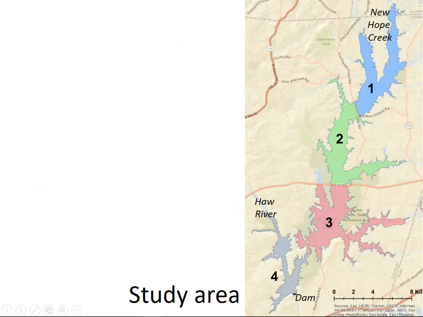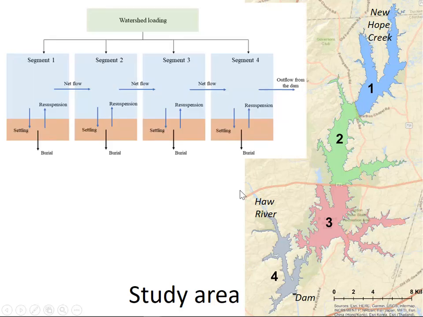All right, and so here you can see Jordan Lake. We divided it up into 4 different segments based on constrictions in the reservoir that prevent mixing. And here's a schematic representation of our model. Here are the 4 different segments. We represent the nutrients in the water column as well as cycling through the sediment layer. The sediment layer potentially acts as a long-term storage for nutrients.